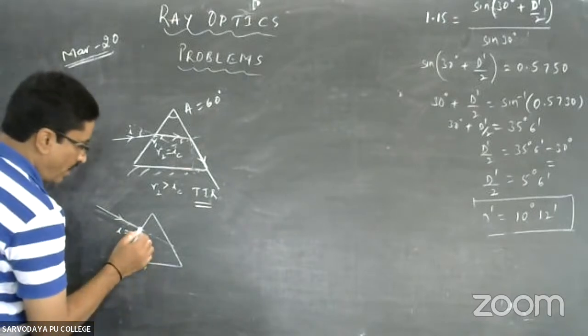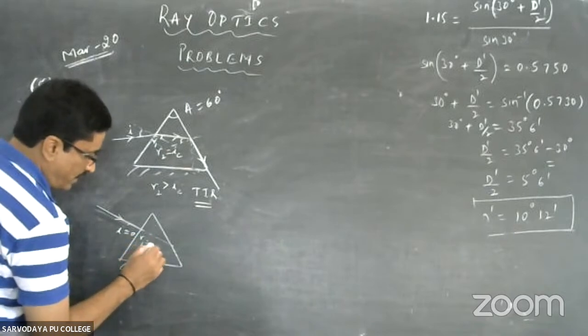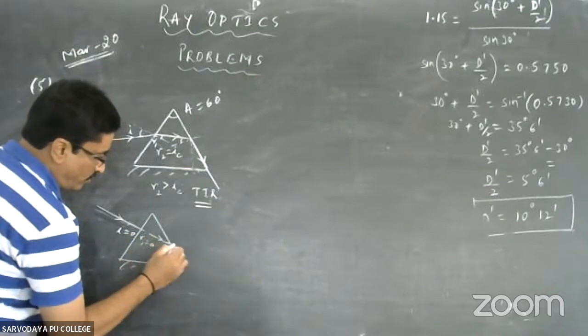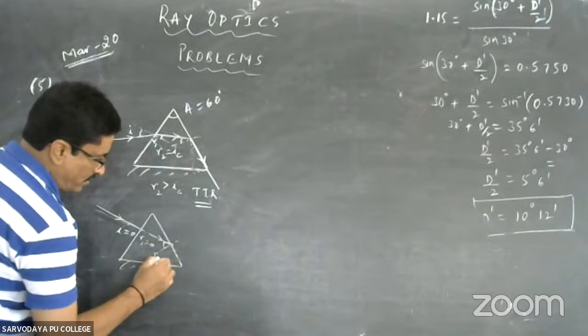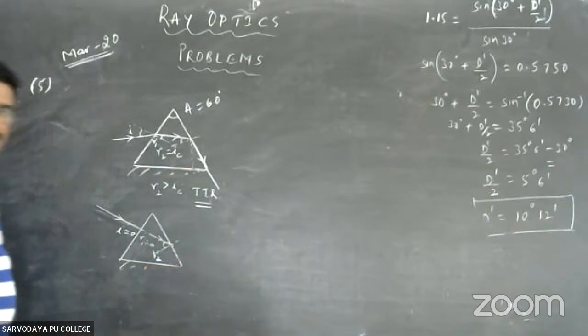When I is 0, R1 also becomes 0. But R2 will be there, okay, from R2 here.